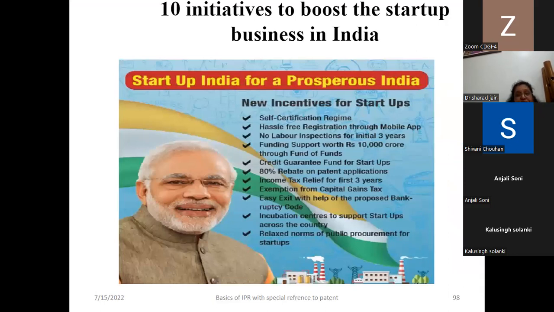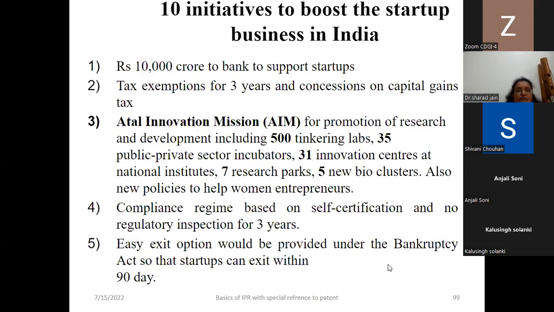If you see the policy, Startup India for a Prosperous India, new incentives are given by the Indian government for business. New incentives for startups: self-certification made easy, registration through mobile app, no labor inspection for the initial 3 years, funding support of rupees 10,000 crores, credit guarantee, 80% rebate, income tax relief, exemption from capital gains tax, easy exit, and incubation centers to support the startup. So this support is given by the government to students and persons for opening enterprises and startups.